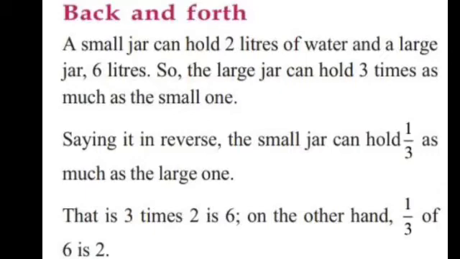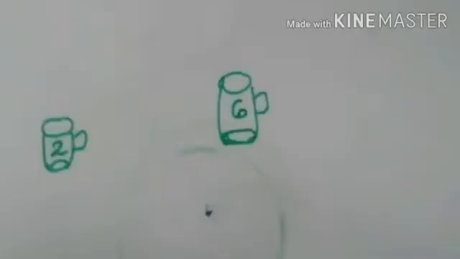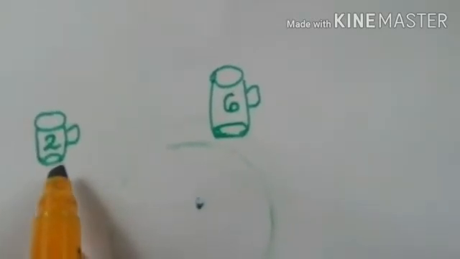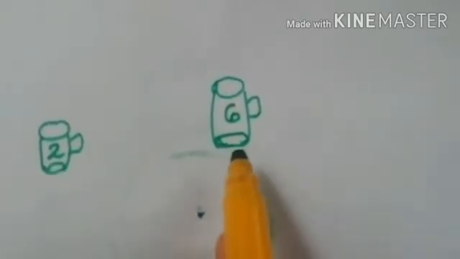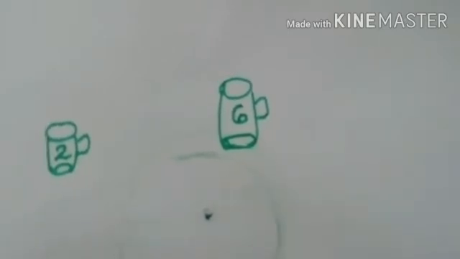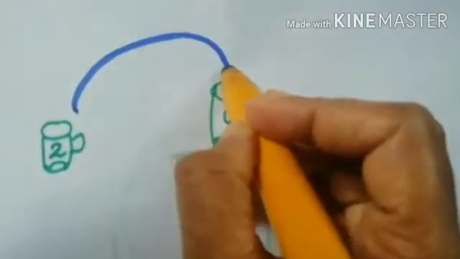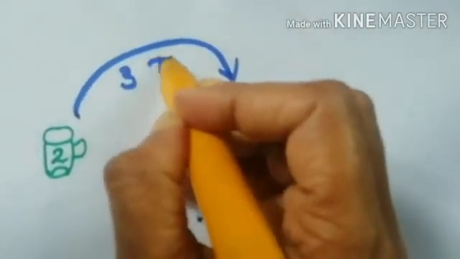We can reversely say that the small jar can hold 1 by 3 of the larger one. Is it okay? Both results are the same here. If this is the smaller jar and this is the larger jar, the smaller jar contains 2 liters of water and the larger jar contains 6 liters of water. So, we can definitely say that the larger is 3 times the smaller.